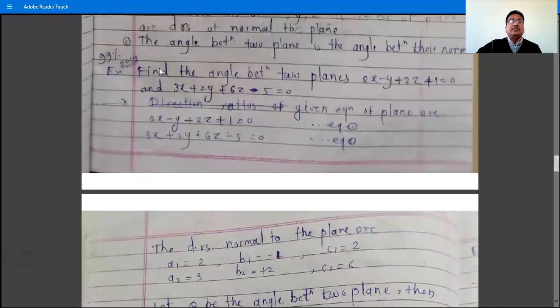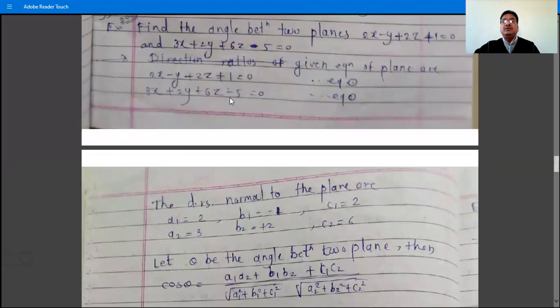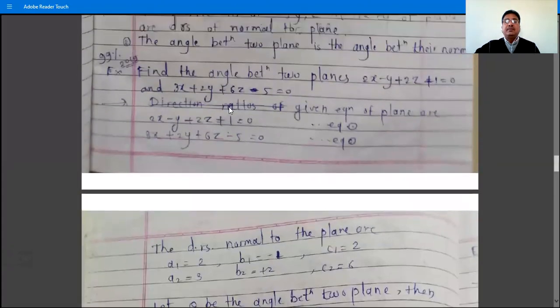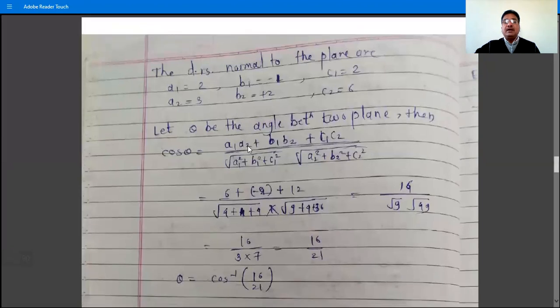So this problem is important as far as the exam is concerned. That is, find the angle between two planes. So in order to find the angle between two planes, the same formula is useful, that is the angle between two lines.